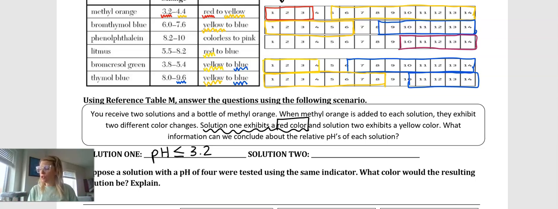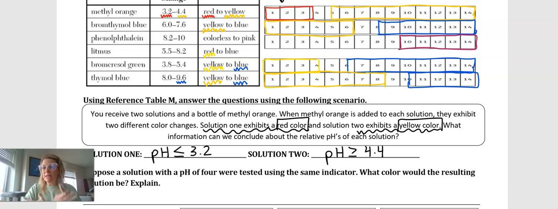For solution 2, it exhibits a yellow color. So what can I determine about solution 2 then? For solution 2, our pH has to be greater than or equal to 4.4. And that's really all that we can conclude about our 2 solutions. We know that the one falls somewhere below 3.2 and the other falls somewhere above 4.4.